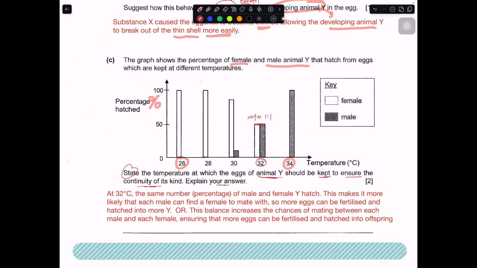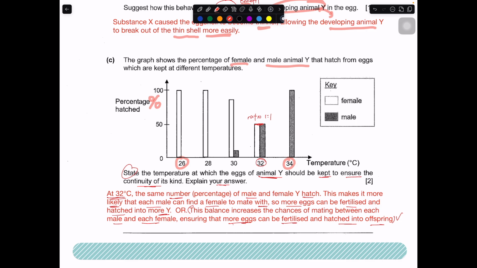So this part, let me show it to you. At 32, the same number or percentage of male and female hatch. This makes it more likely that each male can find a female to mate with. So it increases the likelihood, right? So more eggs can be fertilized and hatched into more Y. Or you can say, as the last part of reasoning, this balance increases the chance of mating between each male and each female when you have an equal amount of them, ensuring more eggs can be fertilized and hatched into offspring. So this is one way to answer.